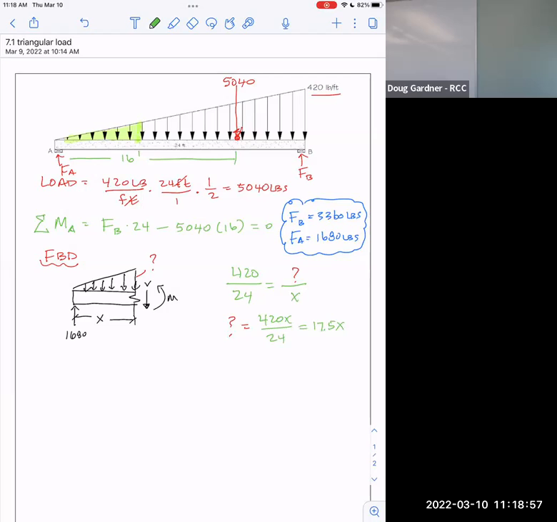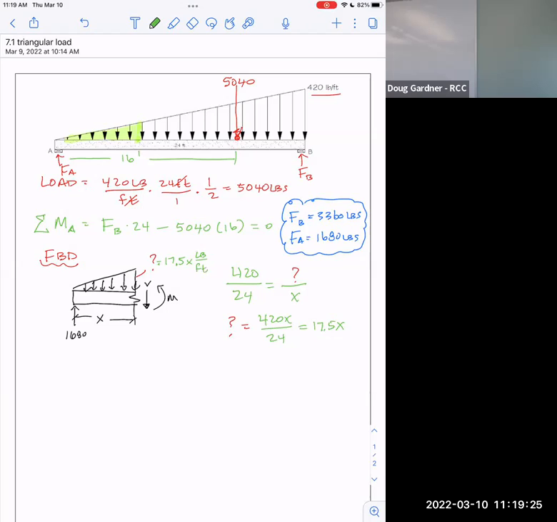So now I have a name for that. In other words, what's the height of your triangle? Well, it totally depends on x. It's 1.75 times wherever you're located. So in a sense, I have a name for that now: 17.5 times x. And again, that's pounds per foot.